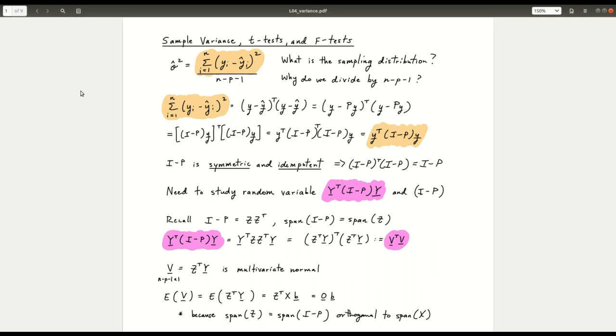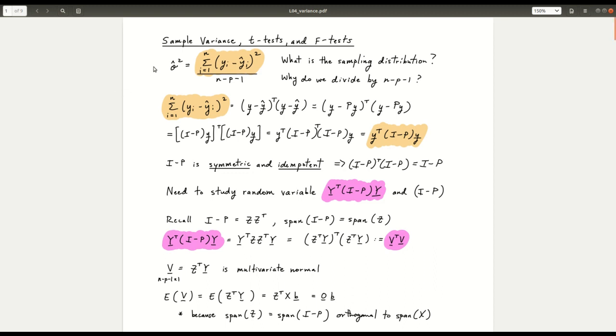The last module was all about estimating the regression coefficients and working out their sampling variance or sampling distributions. This one's going to start out talking about estimation of the other parameter in the model, which is the variance parameter, sigma squared. And we're going to use that to talk about how to construct the t-test and also the f-test. So let's jump into it.